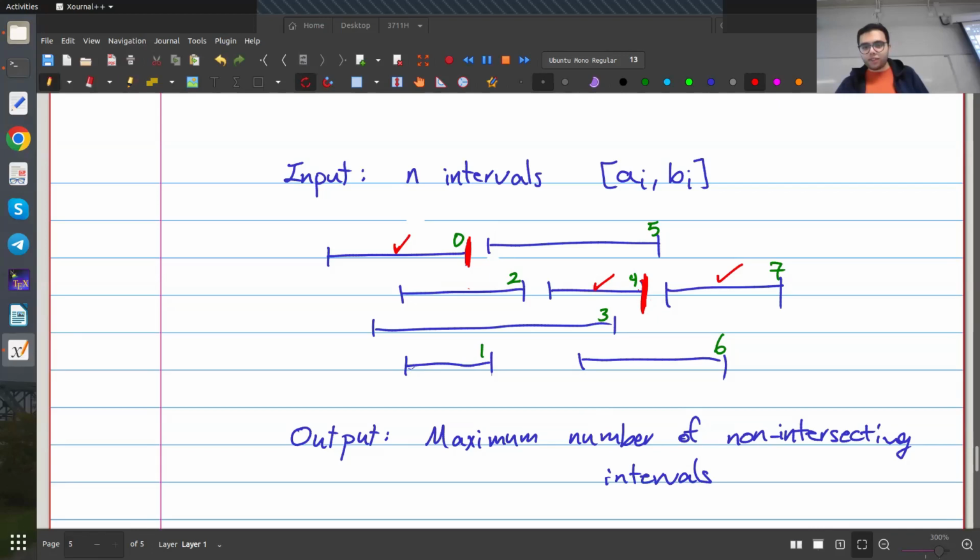The starting point of 5 is before this. The starting point of 6 is before this. But the starting point of 7 is after this. So I update my biggest endpoint to the endpoint of 7.